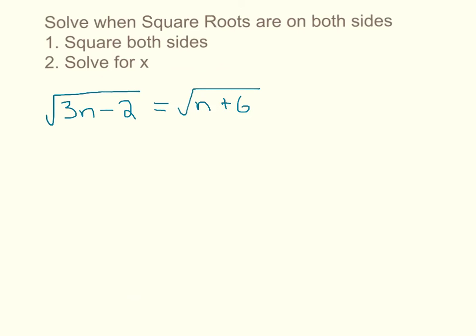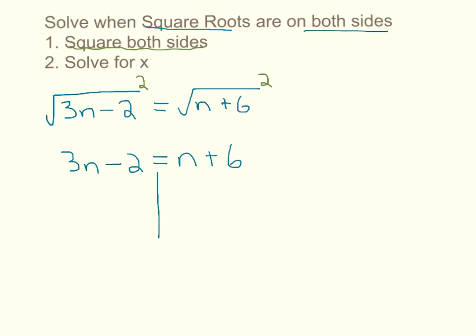Now here's the last type of equation you might have, and that's when you have square roots on both sides of your equation. So they start out looking a little bit more complicated, but they're actually the easier ones to solve. Because your very first step can be to simply square both sides, because you will cancel out the radical sign. And now you're just left with 3n minus 2 equals n plus 6. And now you can simply just solve for your variable.